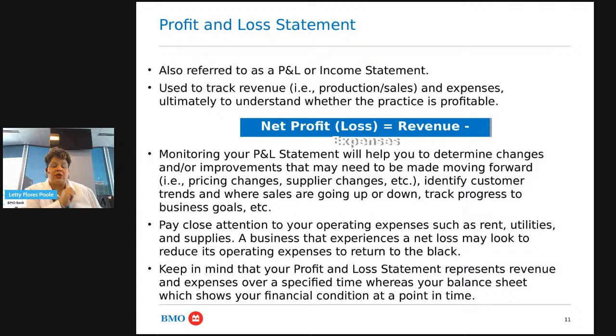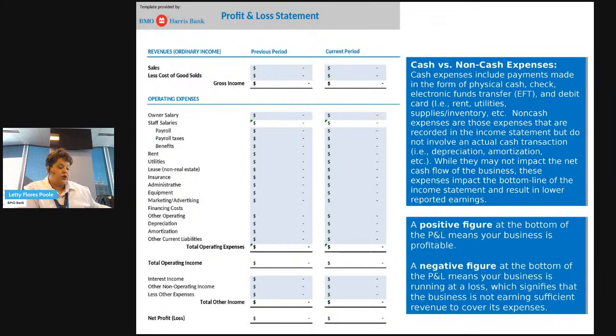So let's go ahead and take a look at a profit and loss statement. Next slide. So as we mentioned, I want to go over a couple terms that you're going to see on this slide as well. Cash versus non-cash expense. So again, if you see here, there's two columns, previous period and current period. We start off with your sales. Then we're going to say less cost of goods sold, right? So let's look at cash versus non-cash expense.